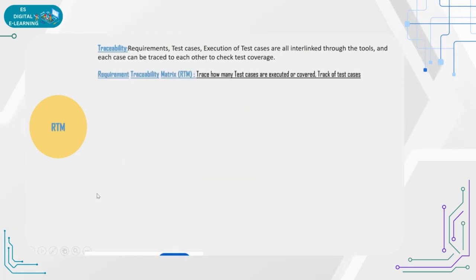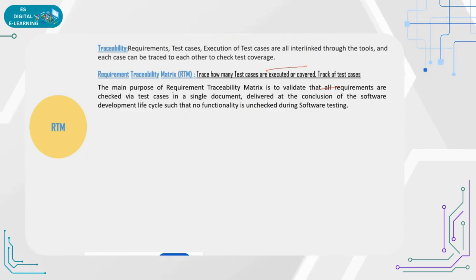Next is requirement traceability, we say RTM. Requirement traceability is how many test cases are executed and covered. That is a track of test cases. The main purpose of RTM is to verify all the requirements. Traceability has the three points we covered, and in RTM we mostly focus on the requirements. Specific to the requirements, we are tracking it.